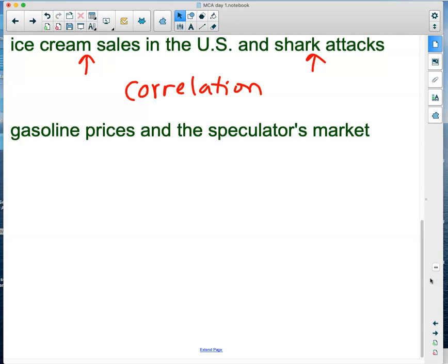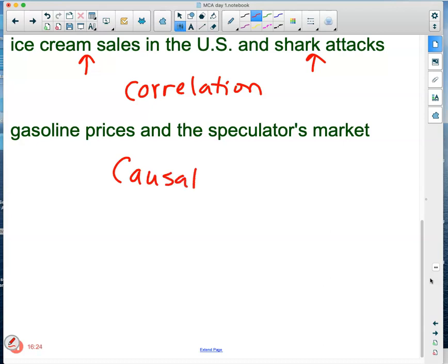Gasoline prices and the speculators market. A lot of times we hear about how gasoline prices are hooked with supply and demand. And yes, that is a part of it. But overwhelmingly, the bulk of our gasoline prices are created by the speculators market. And it's a group of very wealthy people that sit around and try to foretell the future. If they think there's going to be a war in a region where we are using the oil that they ship us a lot, well, then the prices are going to go up. And if that war doesn't happen, well, then they'll let the prices go back down. But these two things, this is actually causation.